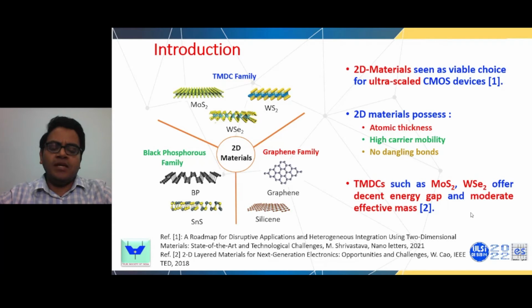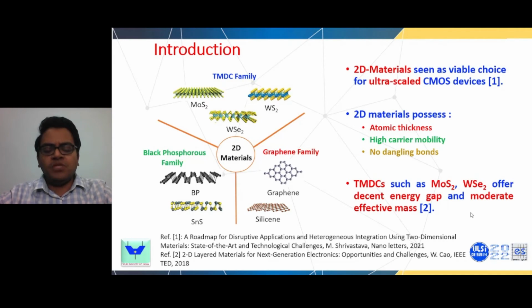Now, the 2D materials possess properties, both electrical and mechanical, that give them the suitability for usage in nanoelectronic devices. This includes atomic thickness, which helps in effectively increasing the electrostatic control of the device. Then it has higher carrier mobility. Certain materials like graphene in the 2D material family have a carrier mobility much higher than that of silicon. Also, the pristine surface of a 2D material is free from dangling bonds.